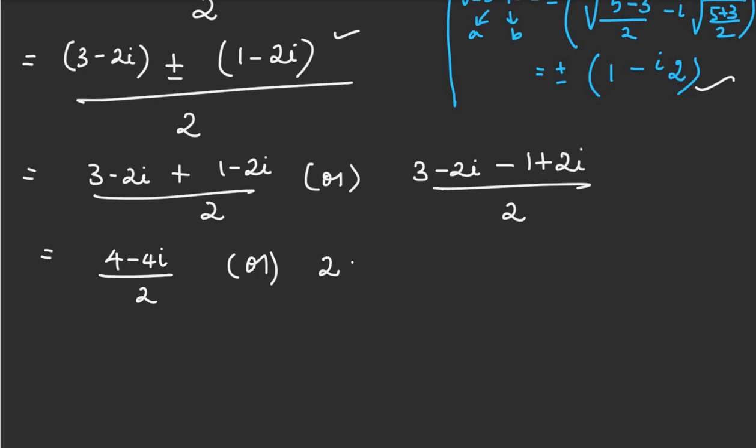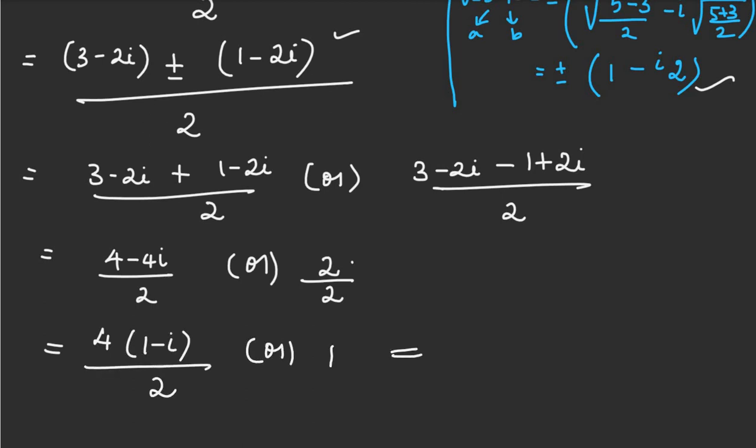Or 4 divided by 2 into (1 minus i) divided by 2, which implies 2 into (1 minus i), that is 2 minus 2i, or 1. 1 can be written as 1 plus 0i.